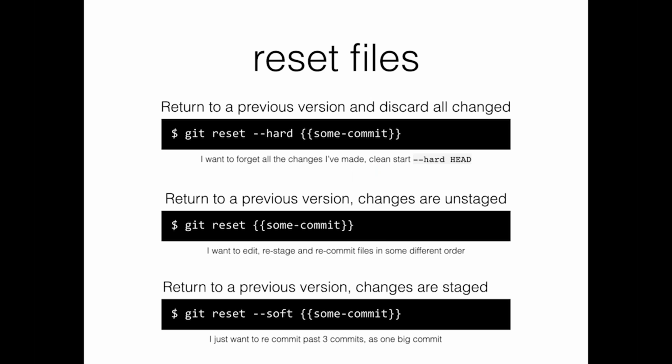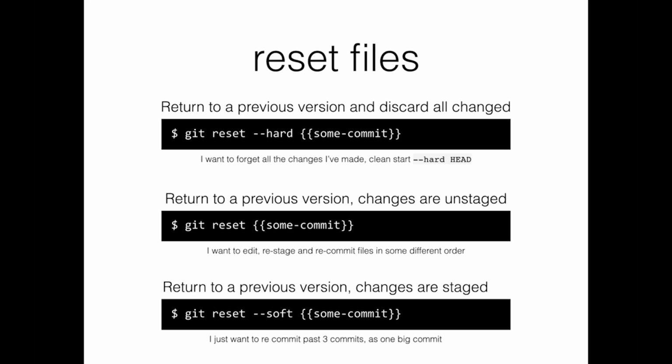Number four, resetting files. When resetting files, you have to remember that a repository file can have three states. State one is not changed at all. State two is changed and not staged. And the third one is changed and staged. So if you use git reset, you have these three options. With git reset --hard, you will return to a previous version and discard all changes. So all files will be in state number one, no changes at all. This is great if you totally messed up and just want to return to a previous state of your repository.